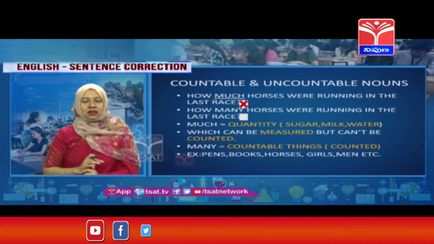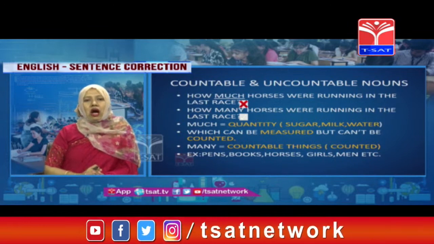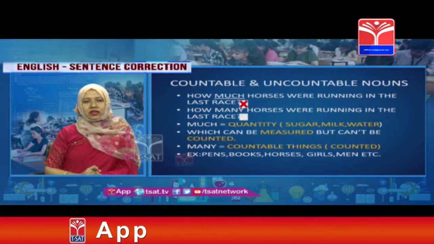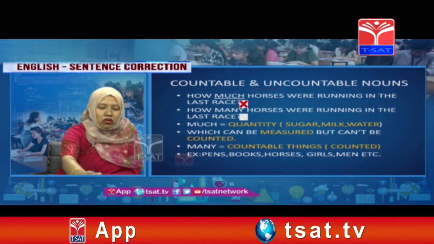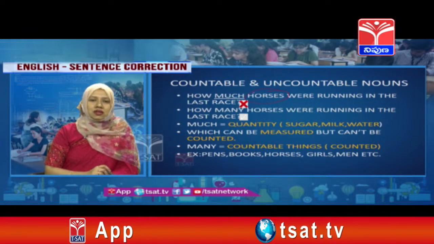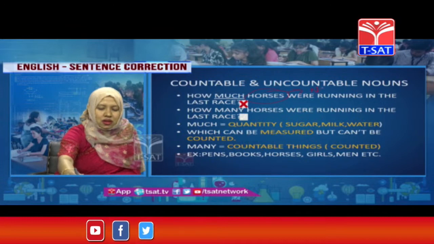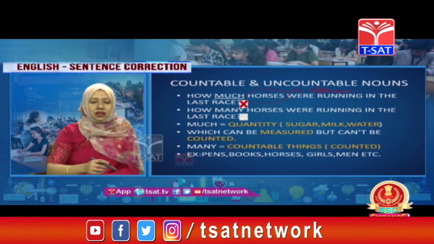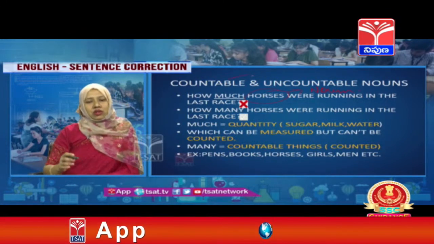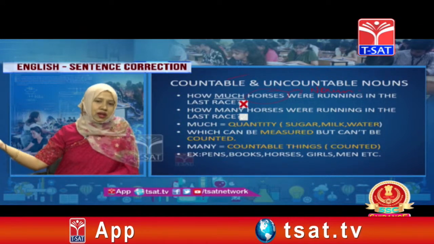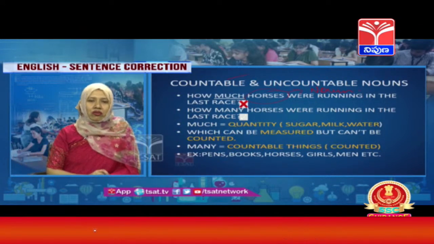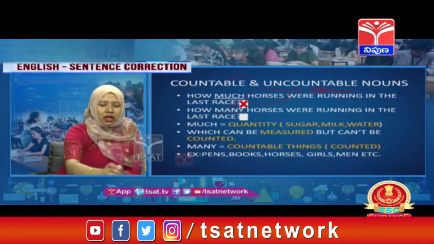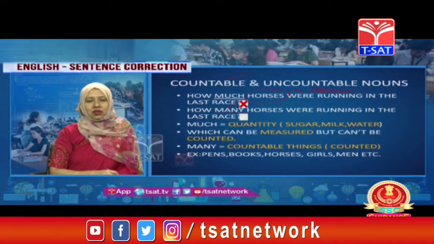Now let us look at these examples. How many horses were running in the last race? Now this is a question. In this we are talking about horses. Here in the sentence the noun is horses. Now what kind of a noun is it? Is it countable or uncountable? It is a countable noun. We can count horses, 1, 2, 10, 20, 30, 100, etc. So always along with the countable noun, you should use many. How many horses were running in the last race, not much.